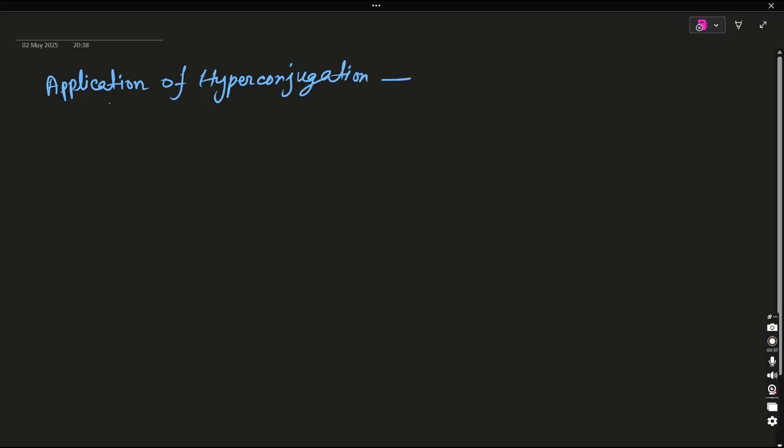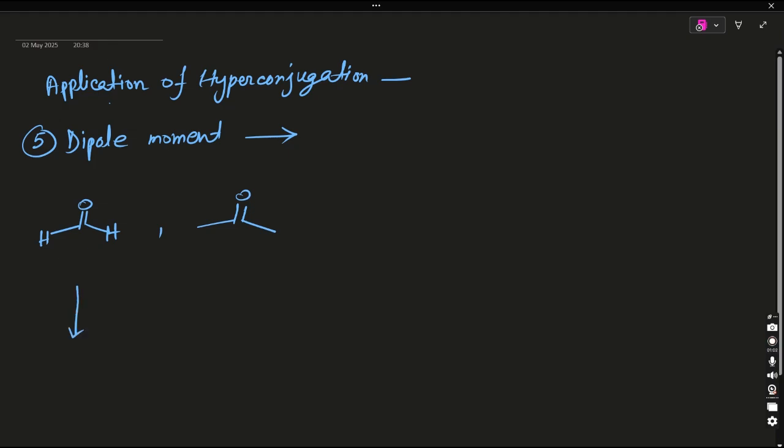The fifth point is dipole moment. Let us consider two molecules like this and this. Now, if we want to distribute the charges, we can write it like this, O minus and C plus. Similarly, for this compound, it is also O minus and C plus.